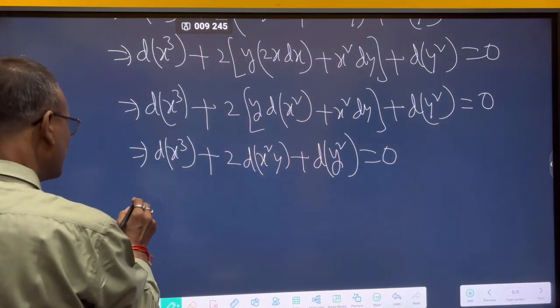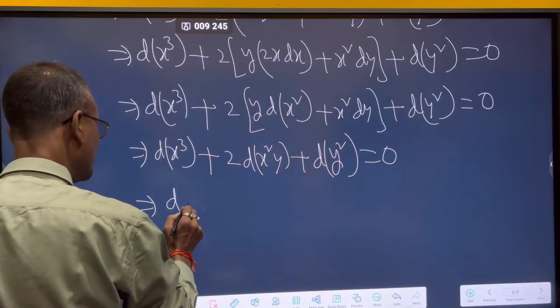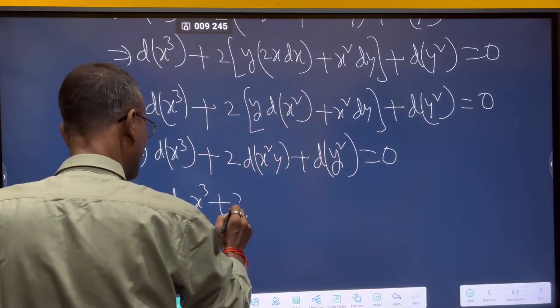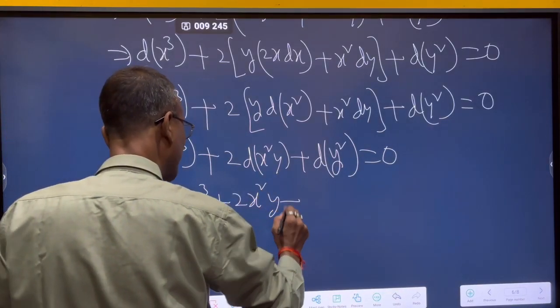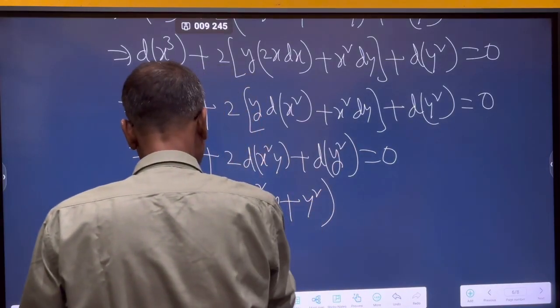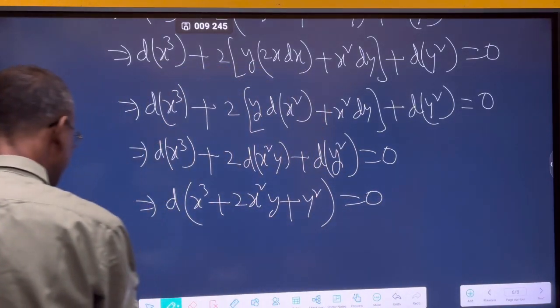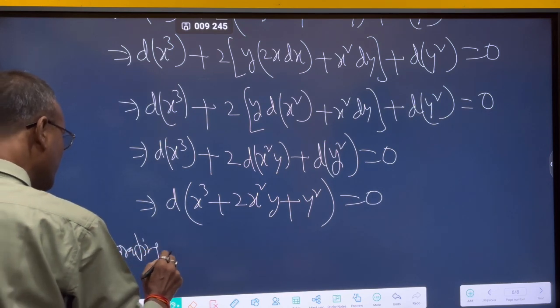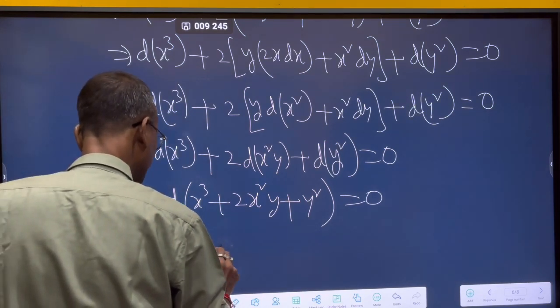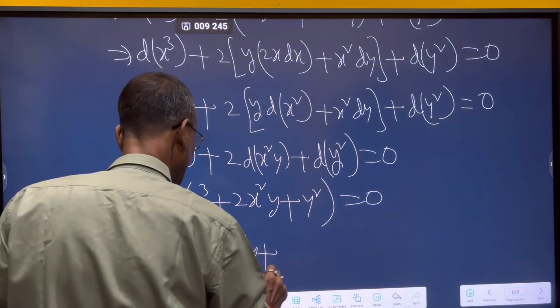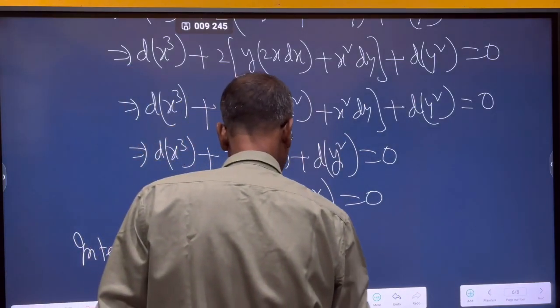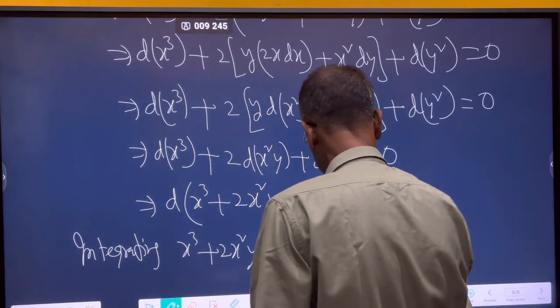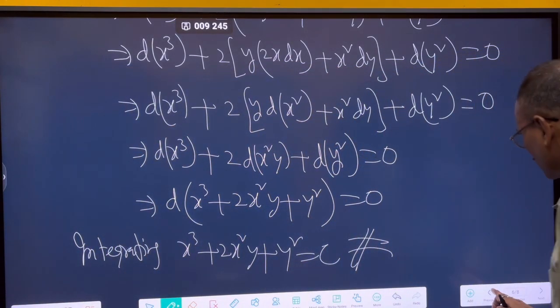Right. This means d of (x cube plus twice x square y plus y square) equal to 0. So integrating, x cube plus twice x square y plus y square equal to c. This is the solution of the differential equation.